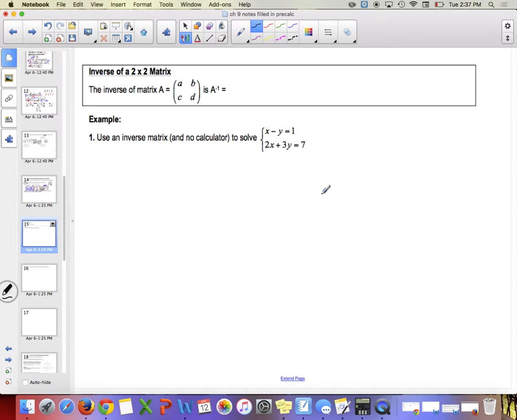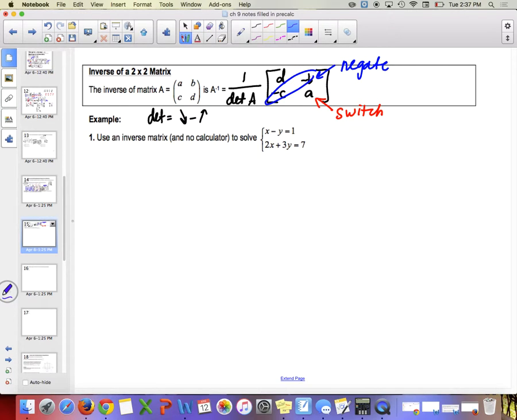Okay, so we kind of reviewed this a little bit yesterday. The inverse of a matrix, do you guys remember the formula? 1 over the determinant of A. Remember, determinant is downwards minus upwards diagonal. And then we switch and we negate. So we switch our A and our D, so we get D and we get A. And we negate the other two, so negative C and negative B. So we switch this diagonal, and we negate, meaning we make the opposite, the other diagonal. So we're switching and negating.